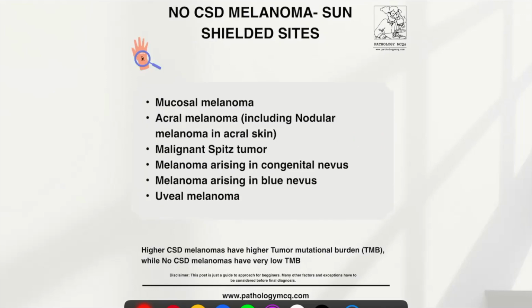Some of these melanomas are not associated with sun exposure. That is, they occur in sun shielded sites. Examples of these are the mucosal melanomas, the acral melanomas, including nodular melanomas in acral skin, malignant melanomas arising from the Spitz nevi, and melanoma arising from the congenital nevus, blue nevus, and also uveal melanoma. So these arise in the sun shielded sites, and these usually have very low tumor mutational burden.